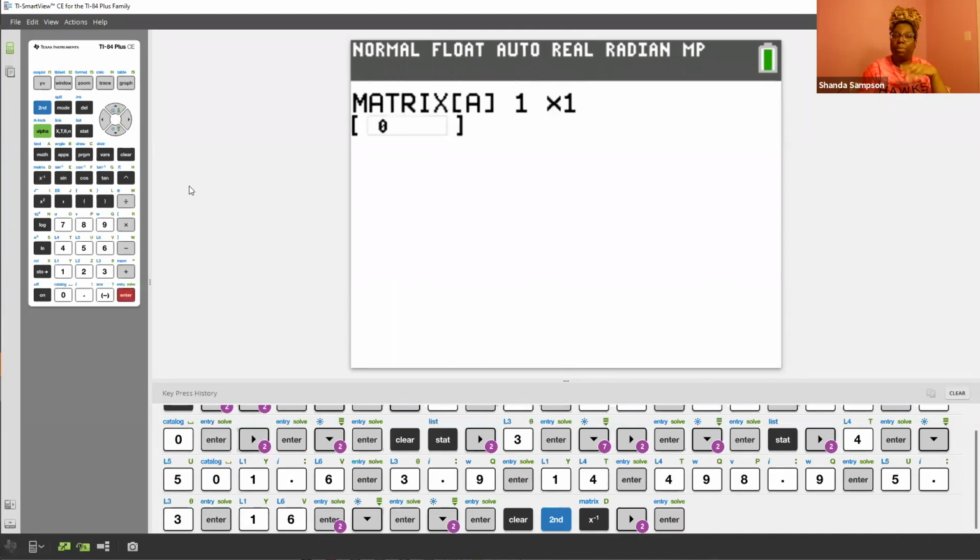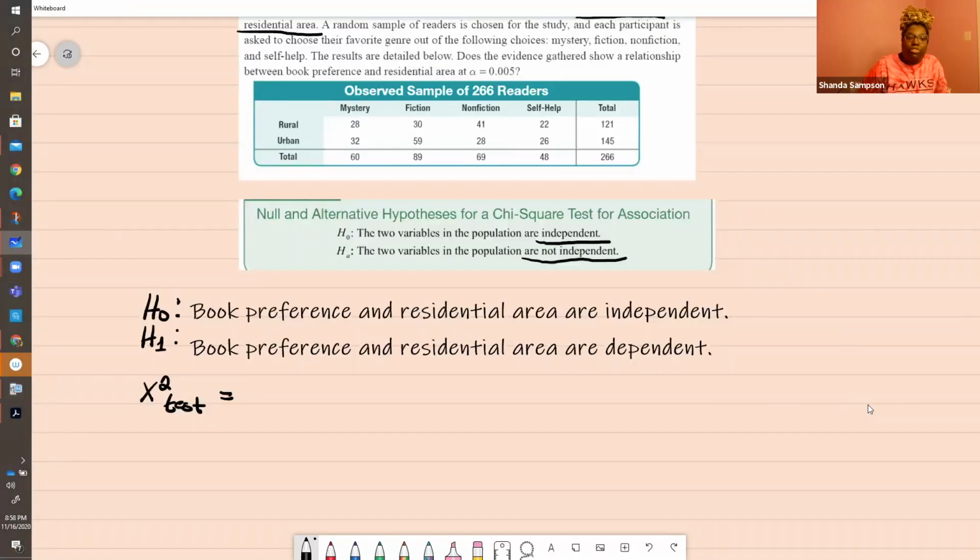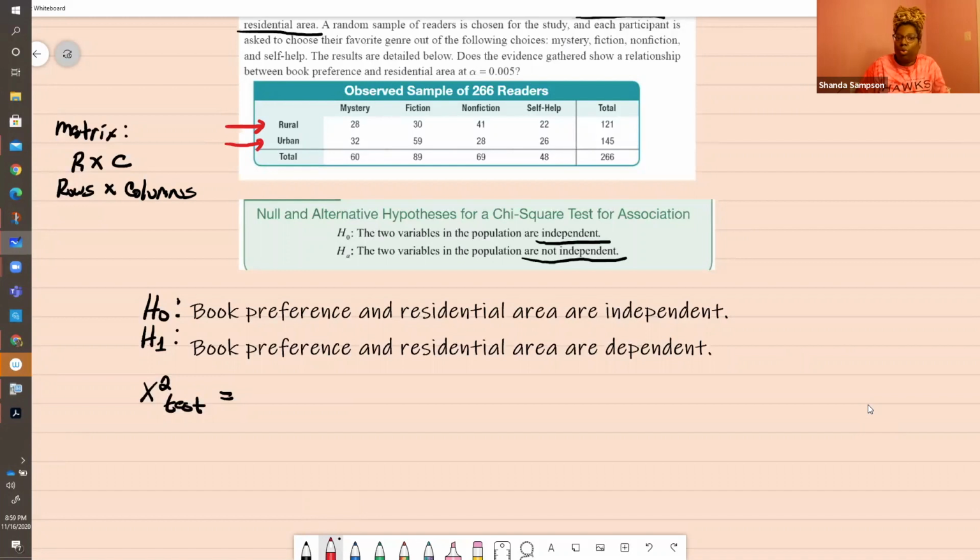So you hit enter at matrix A, and you're going to tell the size of the matrix. I don't know if you know how to determine the size of a matrix, but let's check it out. A matrix is written using R by C, the rows by the columns. In this case, how many rows do you have? Rows are horizontal, I think of it like going across. You have 2 rows. Don't use the total row. Then how many columns do you have? 4 columns. This is going to be a 2 by 4.